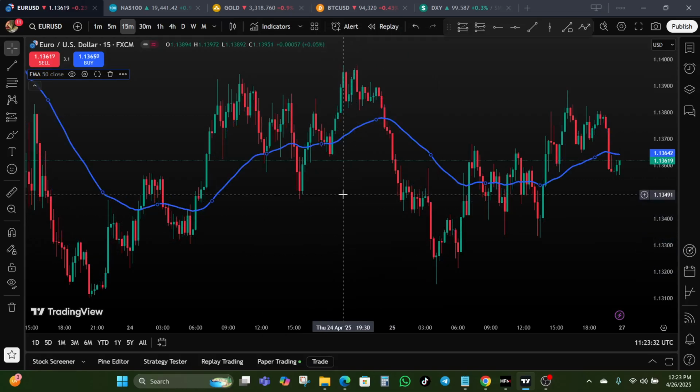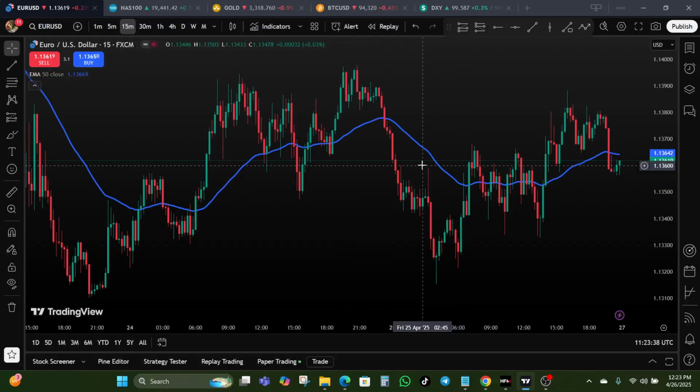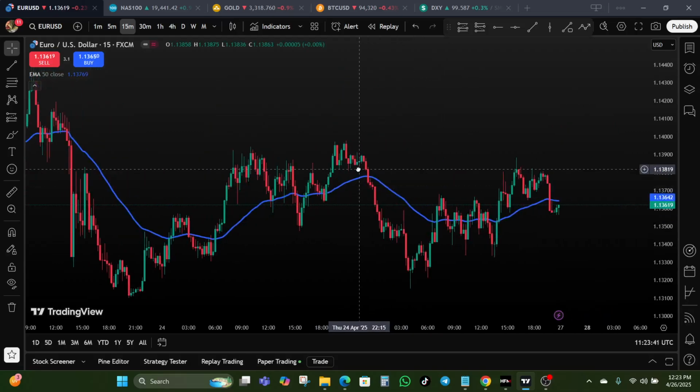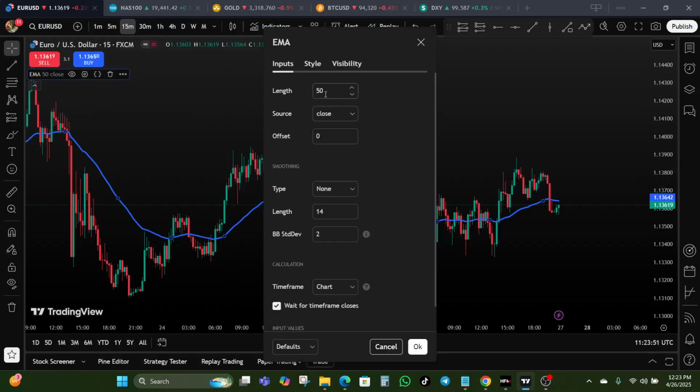So a 50 EMA or a 200 EMA can show whether the market is in an uptrend or downtrend, while a 9 EMA can help with fast entries on pullbacks. Okay, so like I said, the period depends on the length. This is what I'm talking about, the length. The value that you set in here determines how fast the moving average is going to react to price changes.